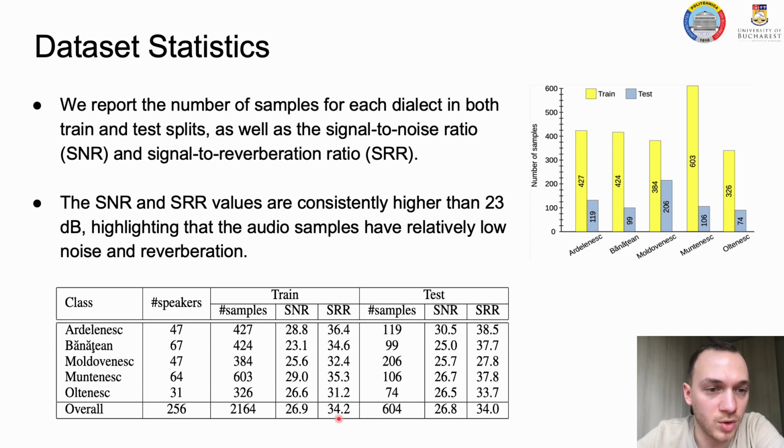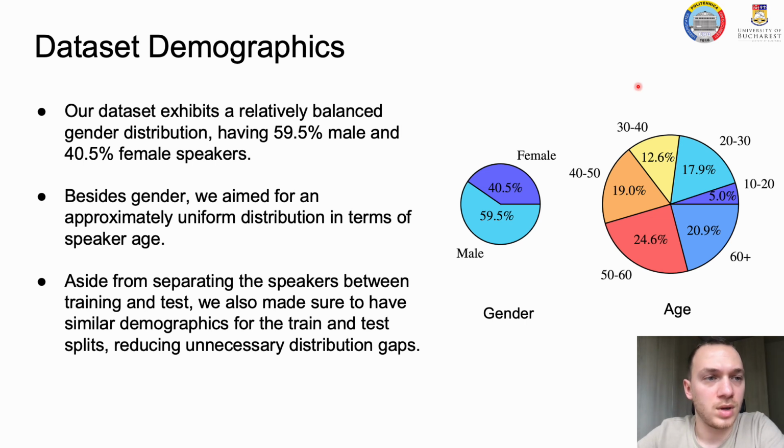As I said before, we can see that the values for SNR and SRR are relatively high, highlighting that the samples have a good quality. On the right side, we can see the data distribution across train and test splits. We can see that the number of samples is relatively uniform in accordance with the dialect for both train and test splits. Now, let's talk about dataset demographics.